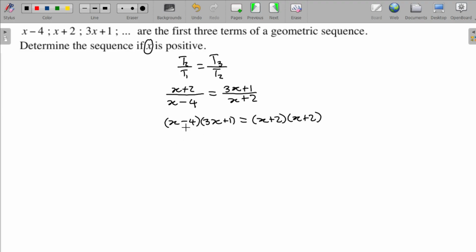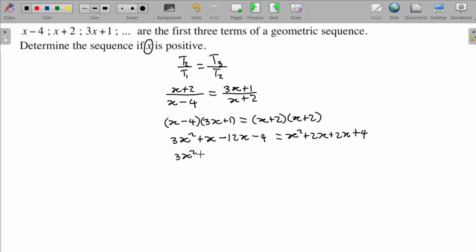And then from here, we open the bracket. So it's going to be 3x squared and plus x. And then this one is going to be negative 12, 3 times 4 is 12, so it's going to be negative 12x and then minus 4. And then this equals x squared, and x times x is x squared, and then plus 2x, plus 2x, and then plus 4. And then from here, I'm having 3x squared.